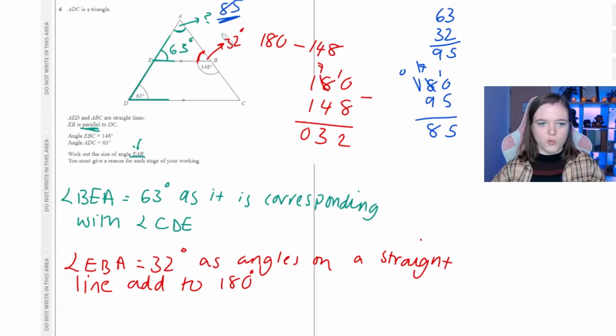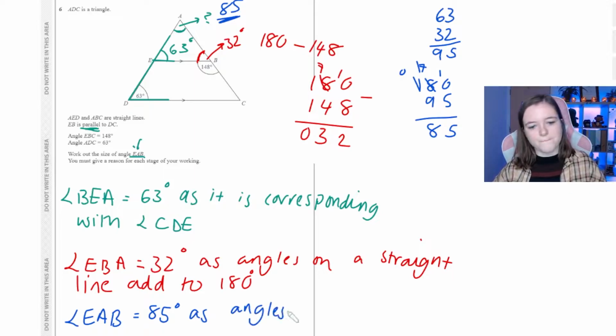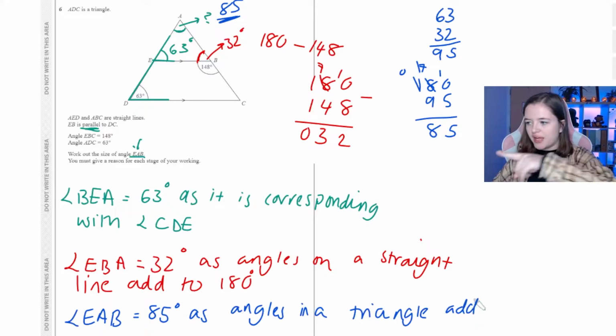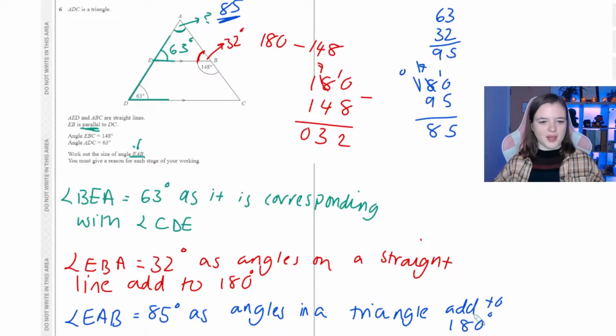So then, one last bit of working. Angle EAB is equal to 85 as angles in a triangle add to 180 degrees. Sorry, I just keep looking over here to make sure you can still see all the working. Cool. And there we have it. And that is angles in parallel lines.